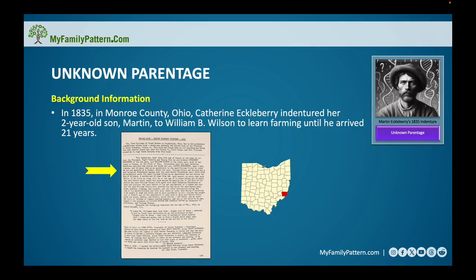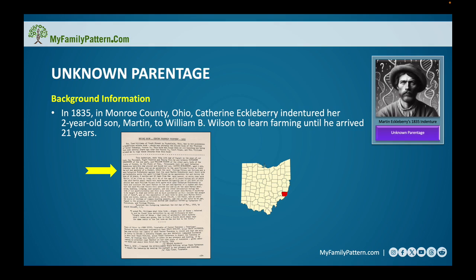My third example is unknown parentage. The William B. Wilson that I mentioned in the preceding example, I found in the year 1835 an indenture between Catherine Eckleberry and William B. that she indentured her 2-year-old son to him so that her son, Martin, could learn farming. And William B. was to raise him until he turned 21, at which time he was to provide him with some money, a Bible, and some clothing, for being indentured to him.